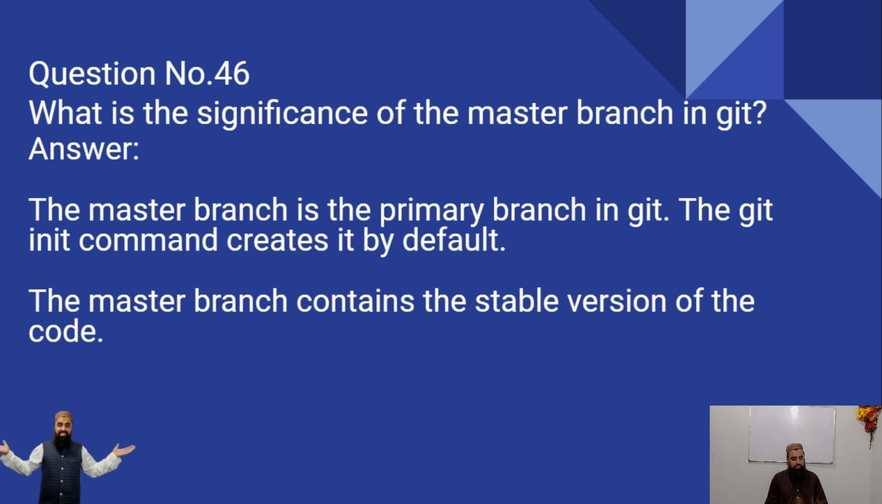So question number 46, what is the significance of the master branch in git? Master or main branches are actually the primary branches. That is a simple question. When we run git init command, the master branch is created by default, and it contains the stable version of the code, and we create other branches, feature or stable branches, and we merge their code into the master branch. So master is the most primary branch, mostly in the IT organization in software development firms.